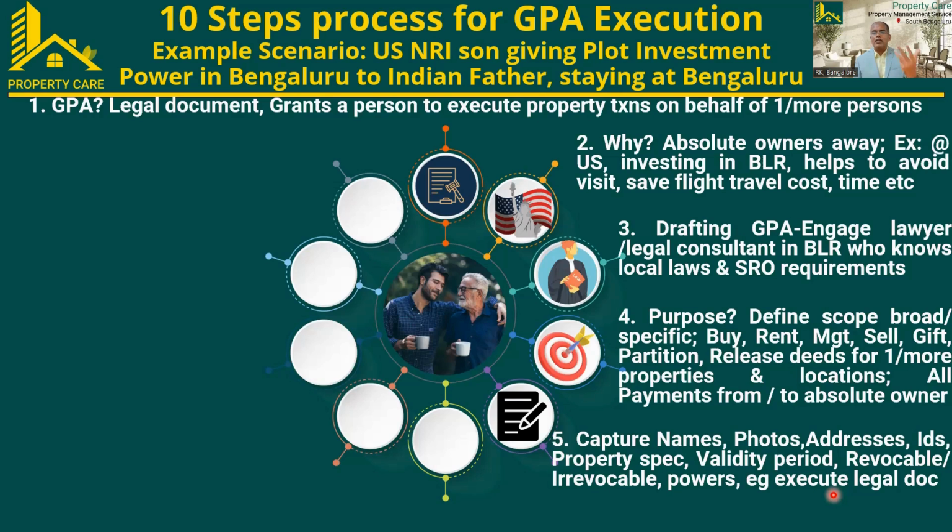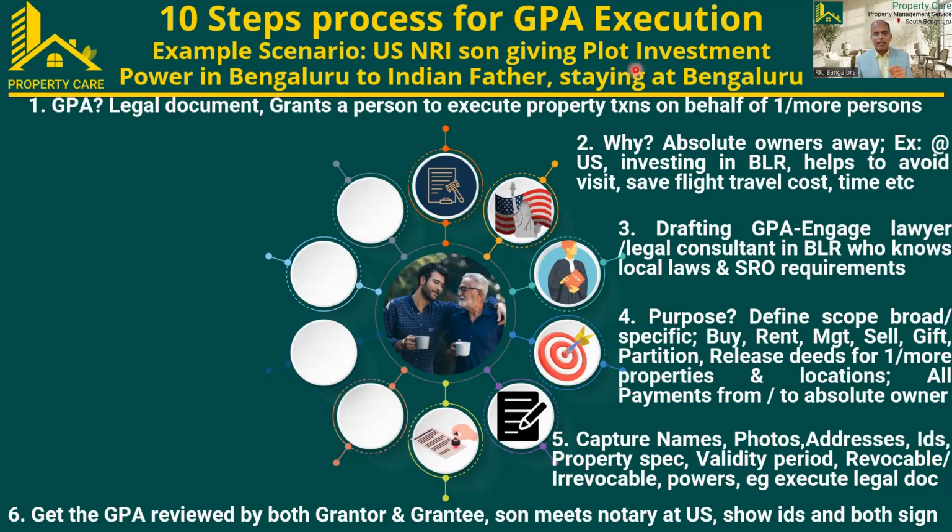So the son is the buyer here. He doesn't need to expect the son's sign on the document. Since the GPA is there, in a sale agreement also, the father can sign on behalf of the son as a buyer. So that is executing the legal document.